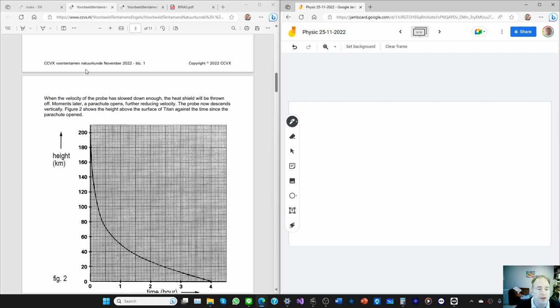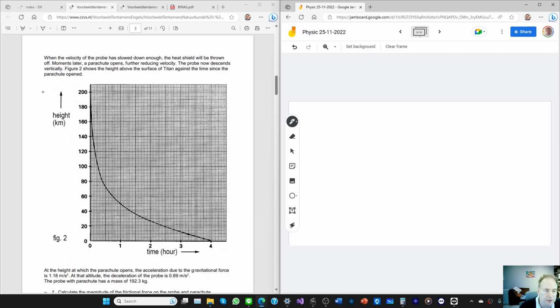When the velocity of the probe has slowed down enough, the heat shield will be thrown off. Moments later, a parachute opens, further reducing velocity. The probe now descends vertically. Figure 2 shows the height above the surface of Titan against the time since the parachute opened.